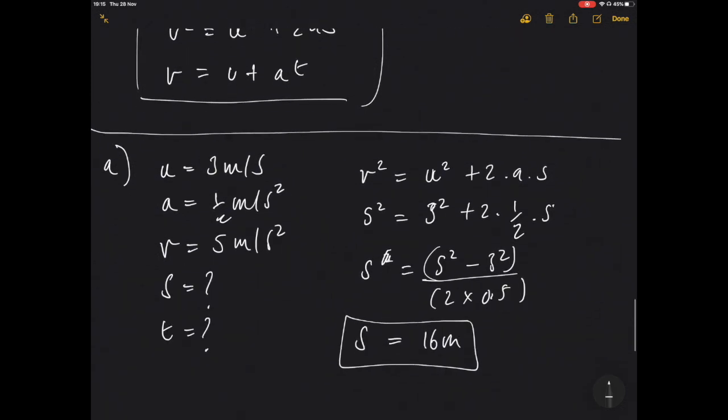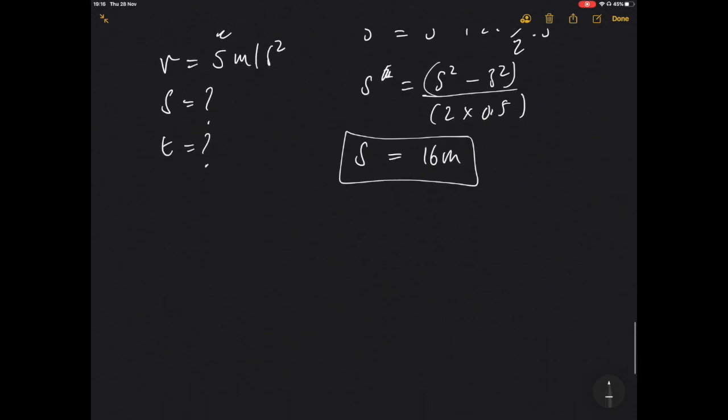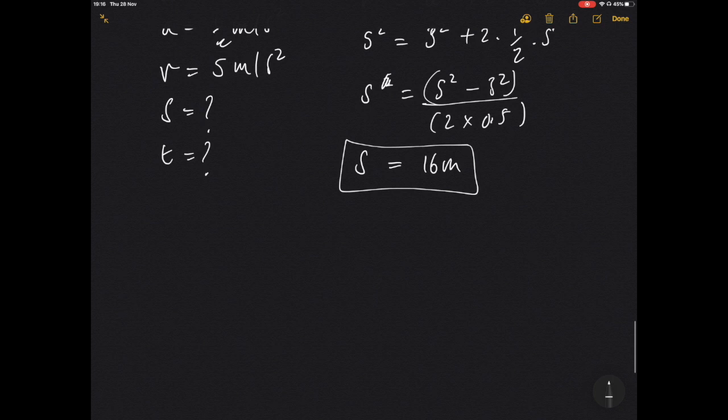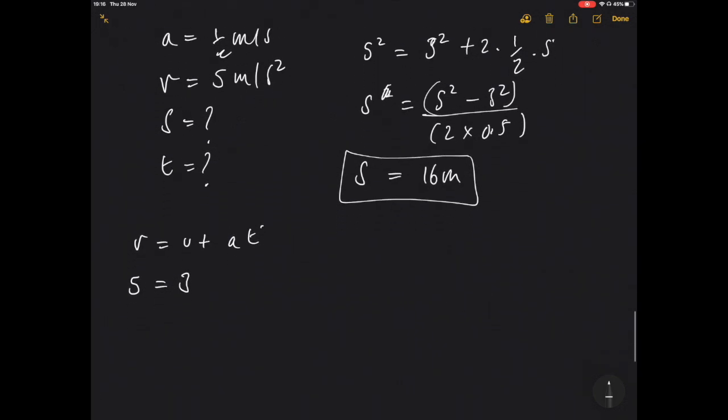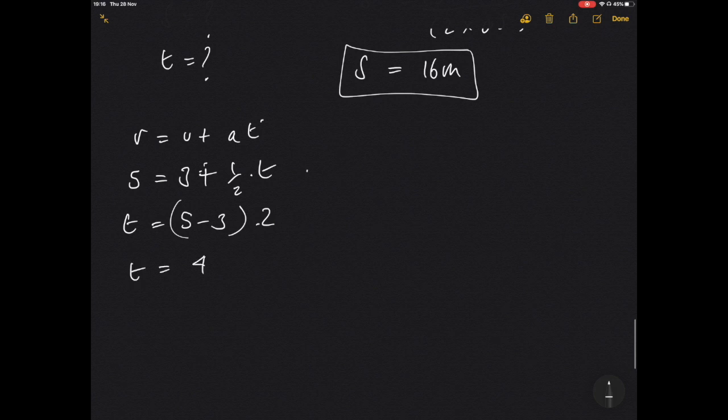And now we want to find t. We could probably use a few of these equations, but our simplest way is to say v equals u plus at. So 5 equals 3 plus a half times t. So we can find that t equals 5 minus 3, multiplied by 2. So our time equals 4 seconds.